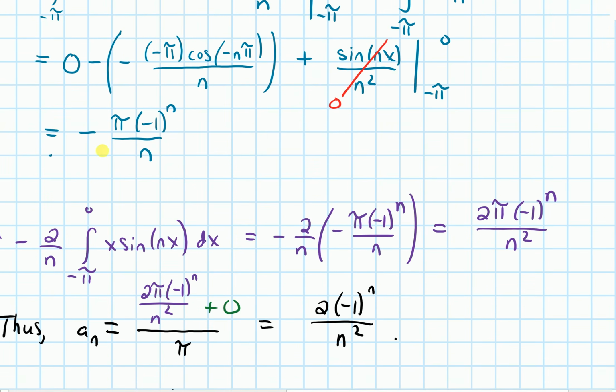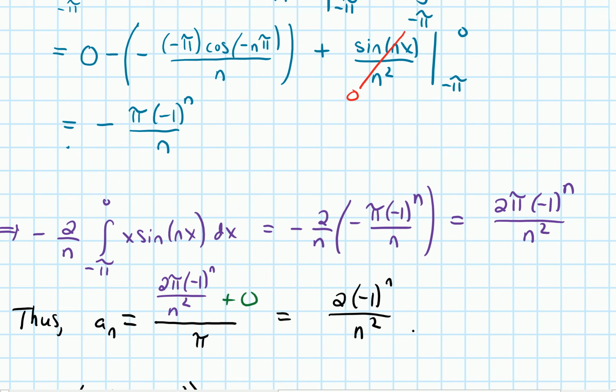All right, so what we end up getting is an equals this fraction right here. So notice I've plugged in this 2 pi negative 1 to the n over n squared for that x squared cosine integral. The other integral that we had above was 0. And that whole thing was divided by pi. That's what we had on the bottom. So if we cancel a pi, we end up with this: 2 times negative 1 to the n divided by n squared.